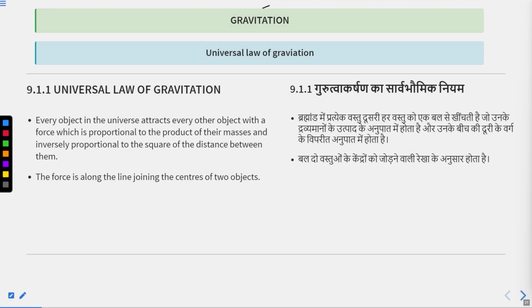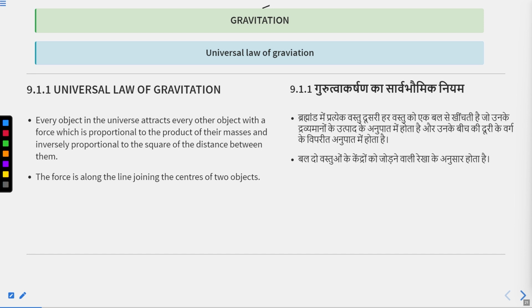Hello and welcome class. So in last class we started a new chapter named Gravitation, and we concluded by saying that every object attracts each other by a force known as gravitational force. It means that this pen is attracting me and I am attracting this pen by a force known as gravitational force, and this gravitational force applies in the whole universe.